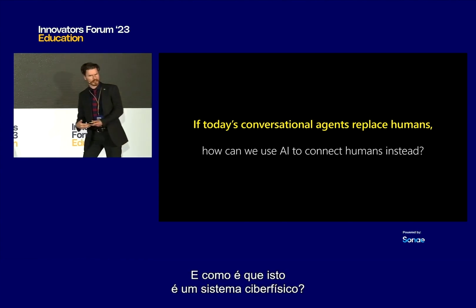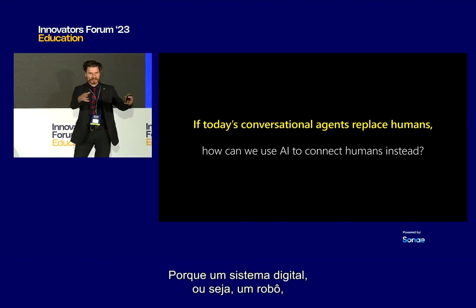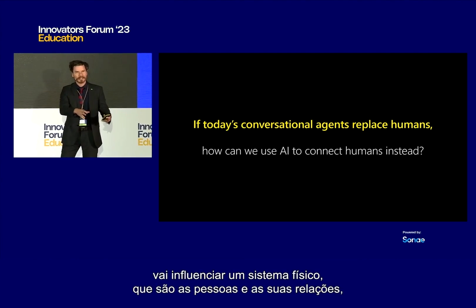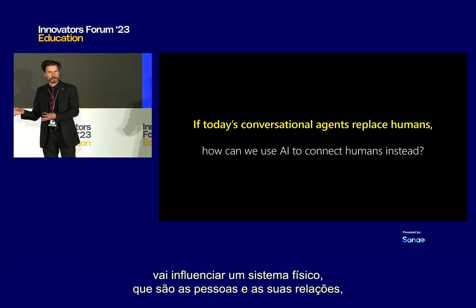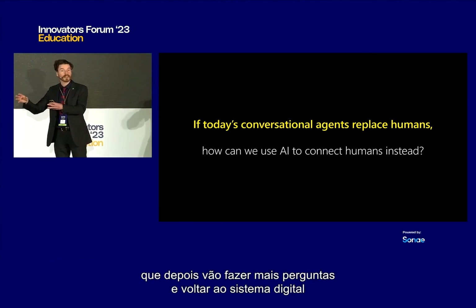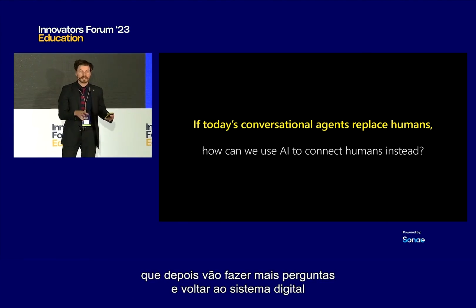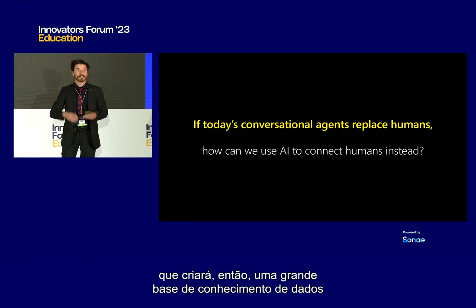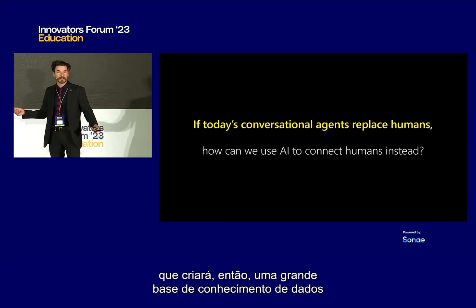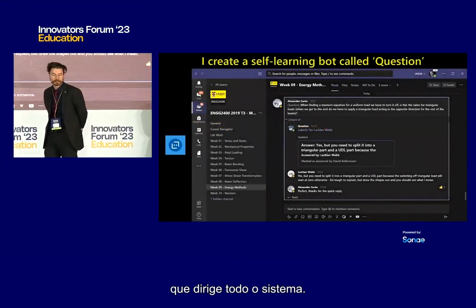Now, how is this a cyber-physical system, by the way? Because a digital system, which is a bot, is going to influence a physical system, which is humans and their relationship, who are then going to ask more questions and go back into the digital system that will then create a very, very large knowledge base of data that drives the entire system.